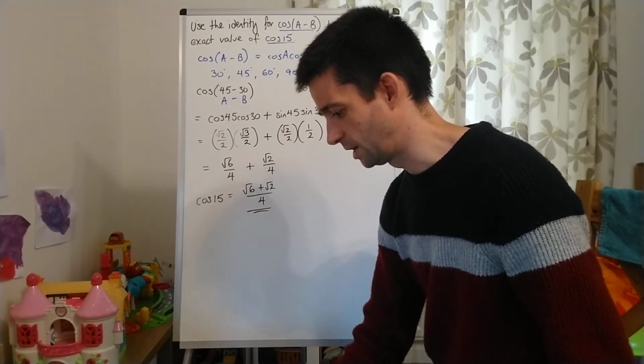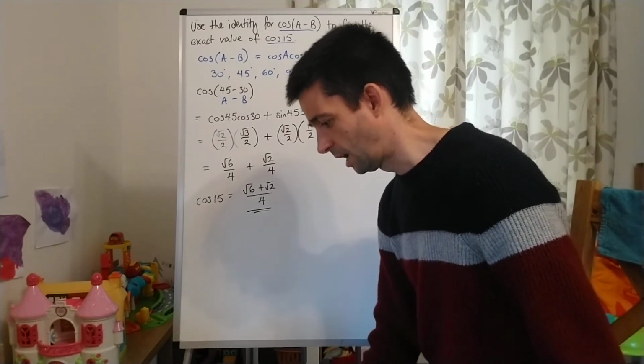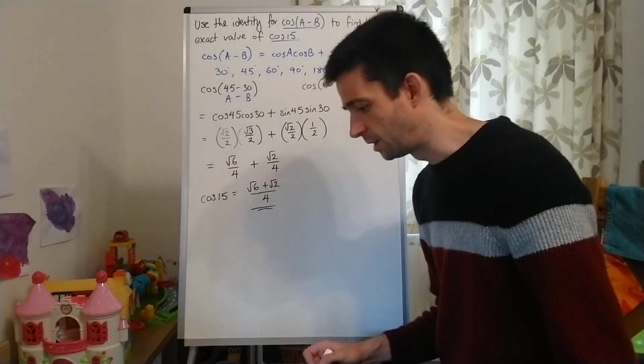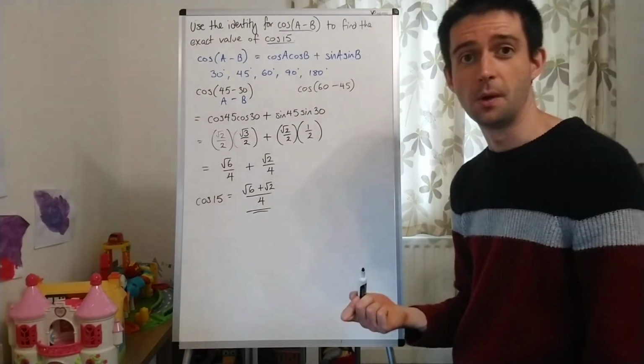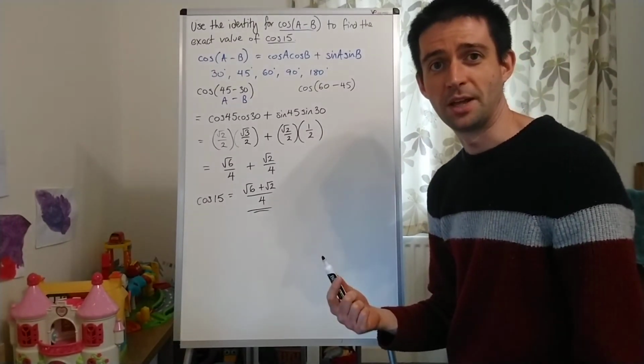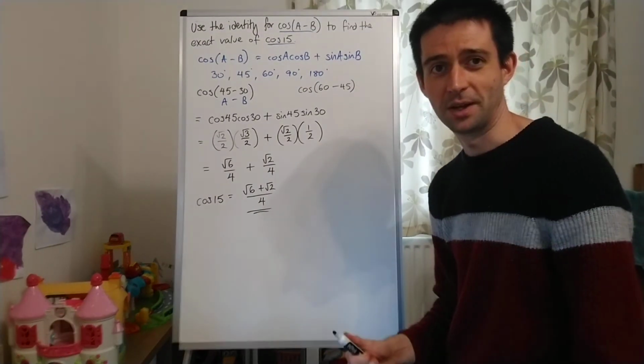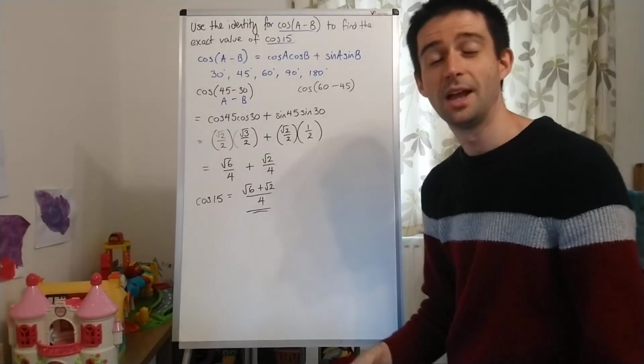And if you type into your calculator cos 15, it will confirm that it is root 6 plus root 2 over 4. Quite frankly, I find that disgusting. I think you should be able to do that without a calculator. I don't think the calculator should tell you, but it does.